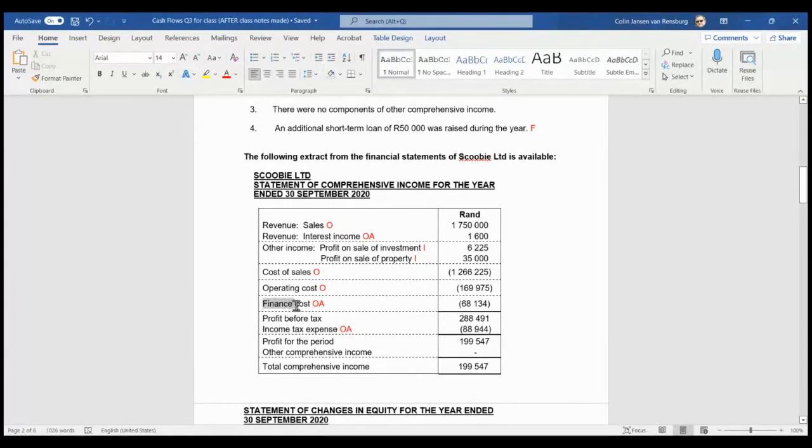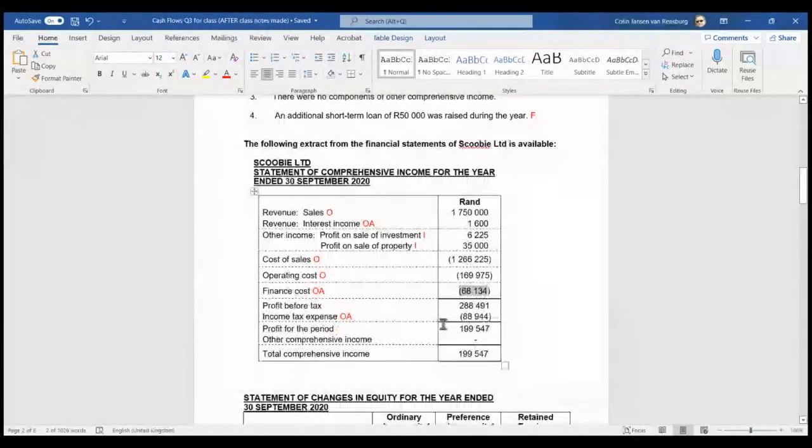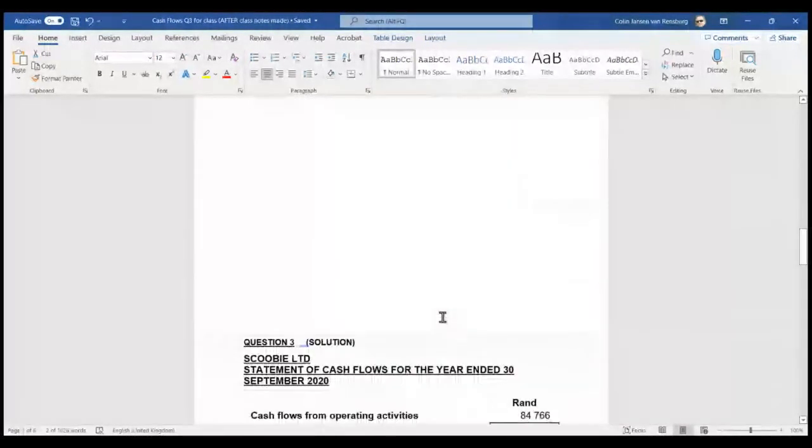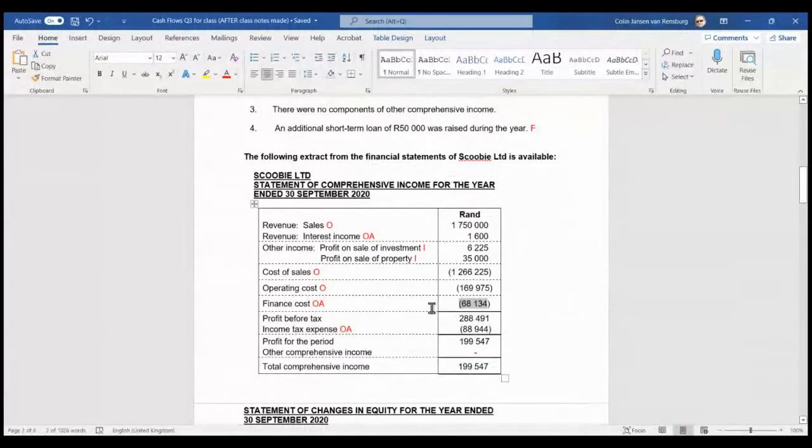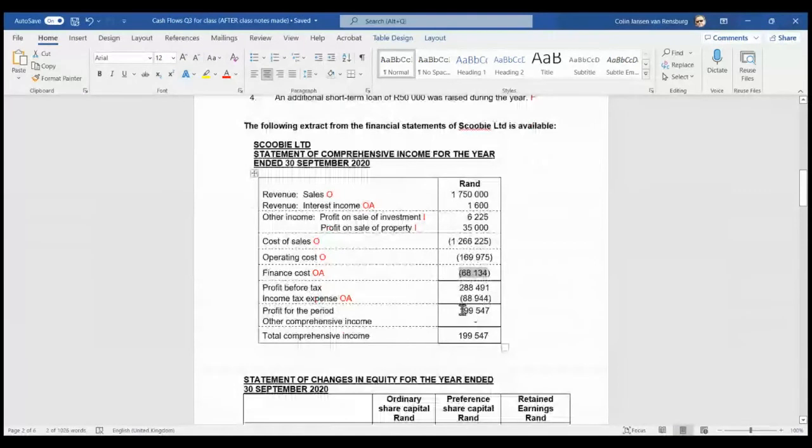That means we have to go and adjust for it. So we can simply take this description that we have in our statement of comprehensive income, copy it and paste it in our note. We can take the figure, copy it and paste it in our note. Here we can see the finance cost was deducted. In our statement of comprehensive income, the finance cost was not added to arrive at profit before tax, it was deducted. So let us go down to our note.